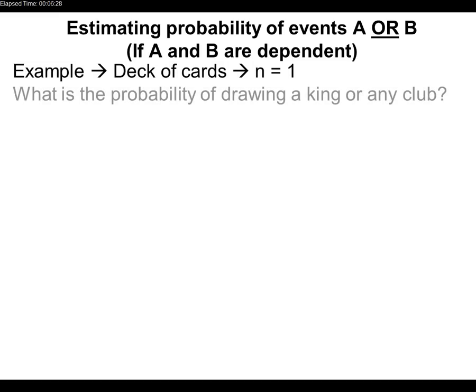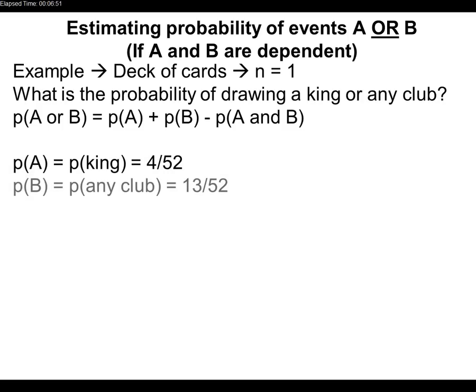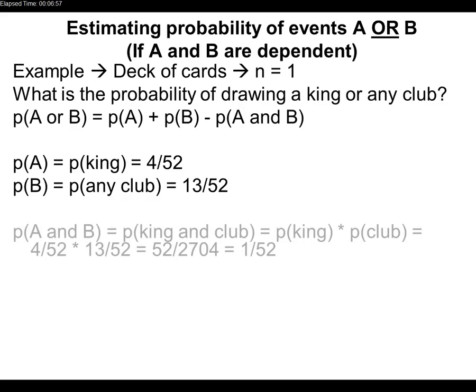So let's take the same example again. What's the probability of drawing a king or any club out of a deck? All right, and there's the formula. P(A or B) equals P(A) plus P(B) minus P(A and B). All right, so the kings, there are 4 of them, 4 divided by 52, and the clubs are 13 of them, 13 divided by 52.